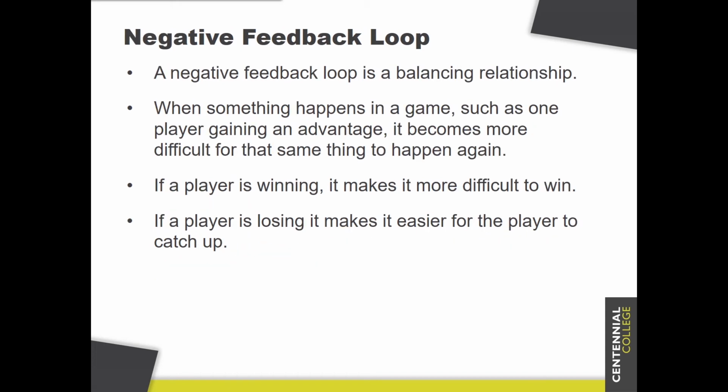When we talk about the idea of the negative feedback loop, again, it's a balancing relationship. And that means that if something is happening within a game, it's more difficult for that same thing to continue happening. If a player is winning, it becomes more difficult for that player to win. And if a player is losing, they are more likely to begin to catch up to the person who's winning. It's a balancing relationship. You're moving towards the center of this particular game.